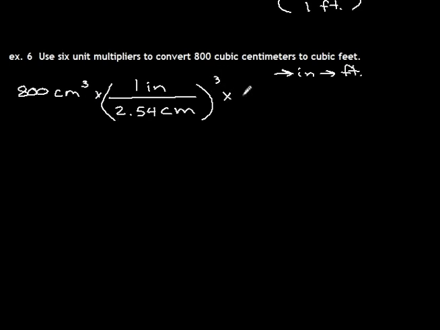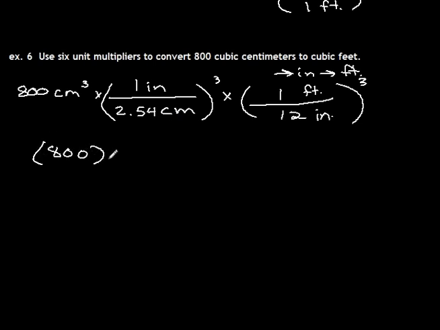And now we're going to go from inches to feet. The inches are on the top, so we need it to go in the denominator. We're going to feet. There's 12 inches in 1 foot. The whole thing is going to be cubed. So all the cubes, centimeters are going to cross out. So we're going to get 800 times, there's nothing else in the top, right? Except we're going to need our inches, or what are we going for? Feet.